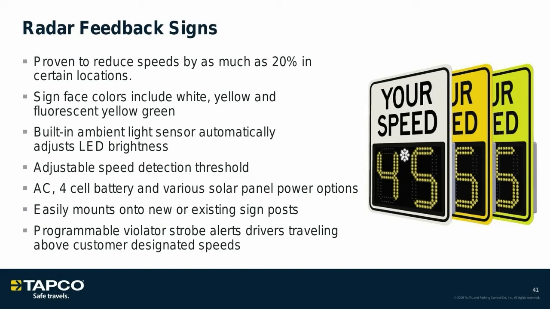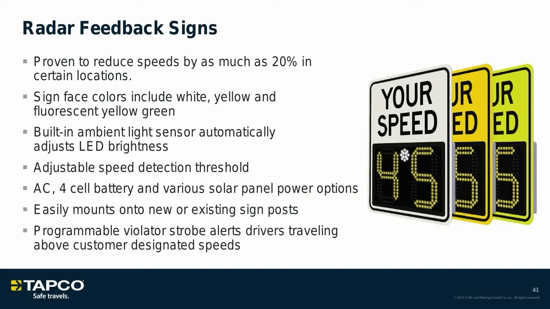The sign face can be white, yellow, or fluorescent yellow green. We've got options there. The built-in ambient light sensor does dim these LEDs as well. So again, during the daytime, they'll be at their brightest, and when it's dark, it'll be at the lowest point. So we want to make sure that we're adjusting the brightness so we're not blinding people. Again, you can adjust the threshold.